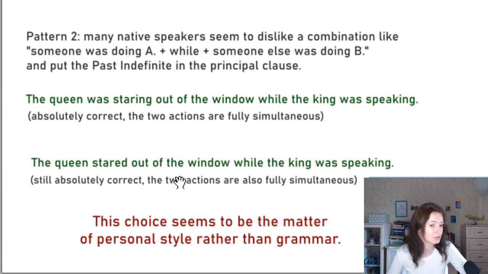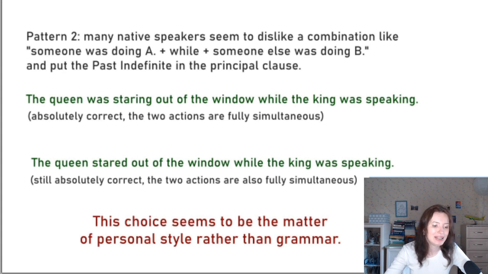The queen was staring out of the window while the king was speaking. It's correct. The queen stared out of the window while the king was speaking. It's again absolutely correct. And it doesn't look like there is really much grammar difference here. I met native speakers who would mark the first variant as correct, and I met other native speakers who would mark the second variant as correct. And it looks like it's a matter of the individual style, right? So, of course, I would say for training purposes, we would try to use the first variant because it gives us much more information about the queen, right?